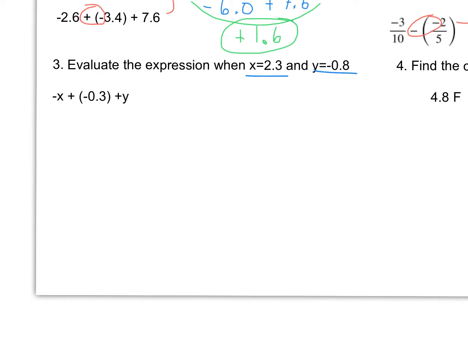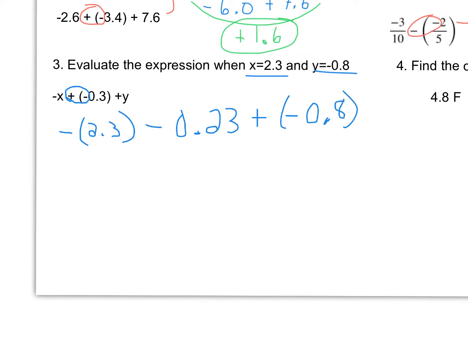So let's start off. We're going to start with the negative that's in front of the x, so negative. My x value, we're told, is 2.3, so 2.3 plus a negative. If we want to change this double sign now, we can. I would recommend it. If I'm adding a negative, remember we're really just minusing, and that's going to be 0.23. Plus my y value, so plus negative 0.8.